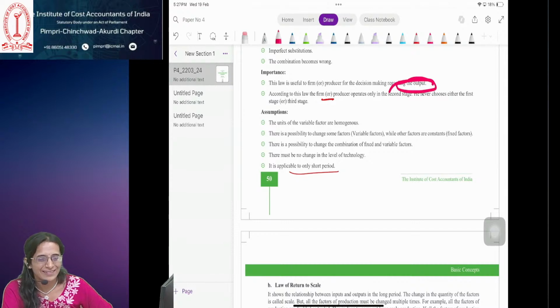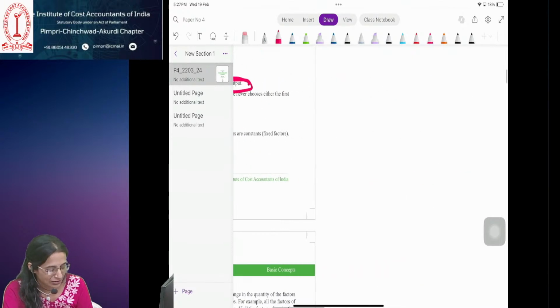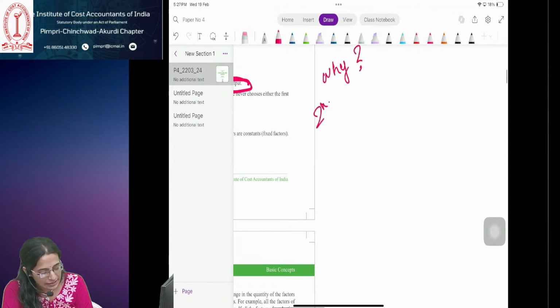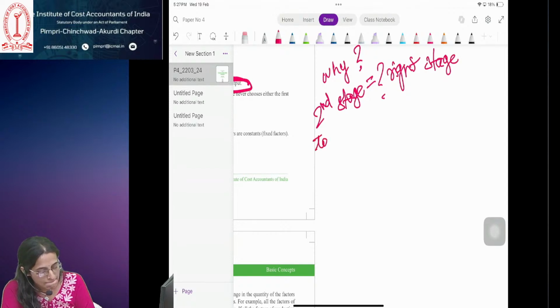No idea. Okay, we will see why. Okay, so why, logically, see, why the second stage is the right stage to use in the short run?